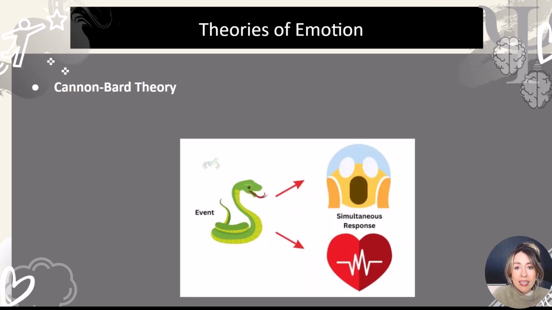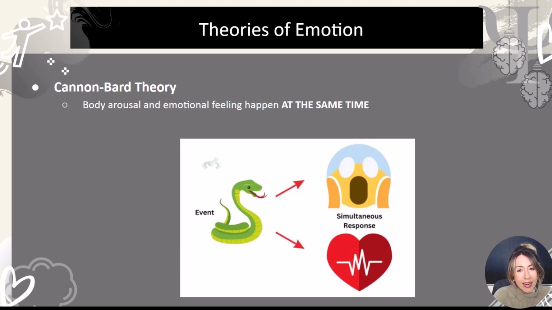The next theory is Cannon-Bard theory. So this theory is like, no, I don't think the body comes first, because a lot of times our body can feel the same for lots of different emotions. So it can feel like your heart rate might increase for excitement and for fear. So then how do you know which one it is?